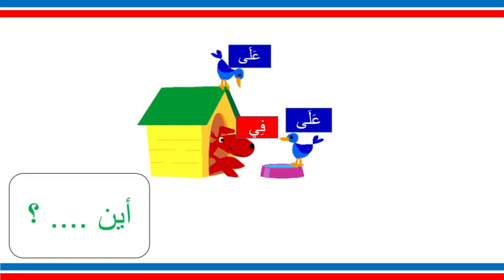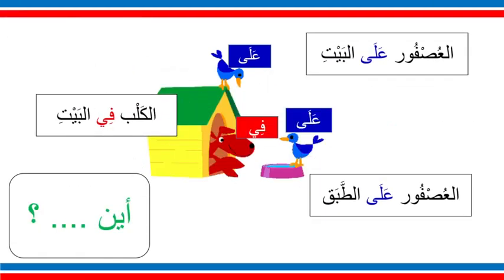Now again, we will use these, but we will make it sentences this time. The top right one. العصفور على البيت. The bird is on the house. The left one. الكلب في البيت. The dog is in the house. The down one. العصفور على الطبق. Don't care about الطبق now. But don't care about it right now. So when I ask, I will ask with أين. Where. أين the dog. Or أين العصفور. Or أين anything. Later we will talk about how to form a question. Now the answer will be الكلب في البيت. العصفور على البيت. العصفور على الطبق.